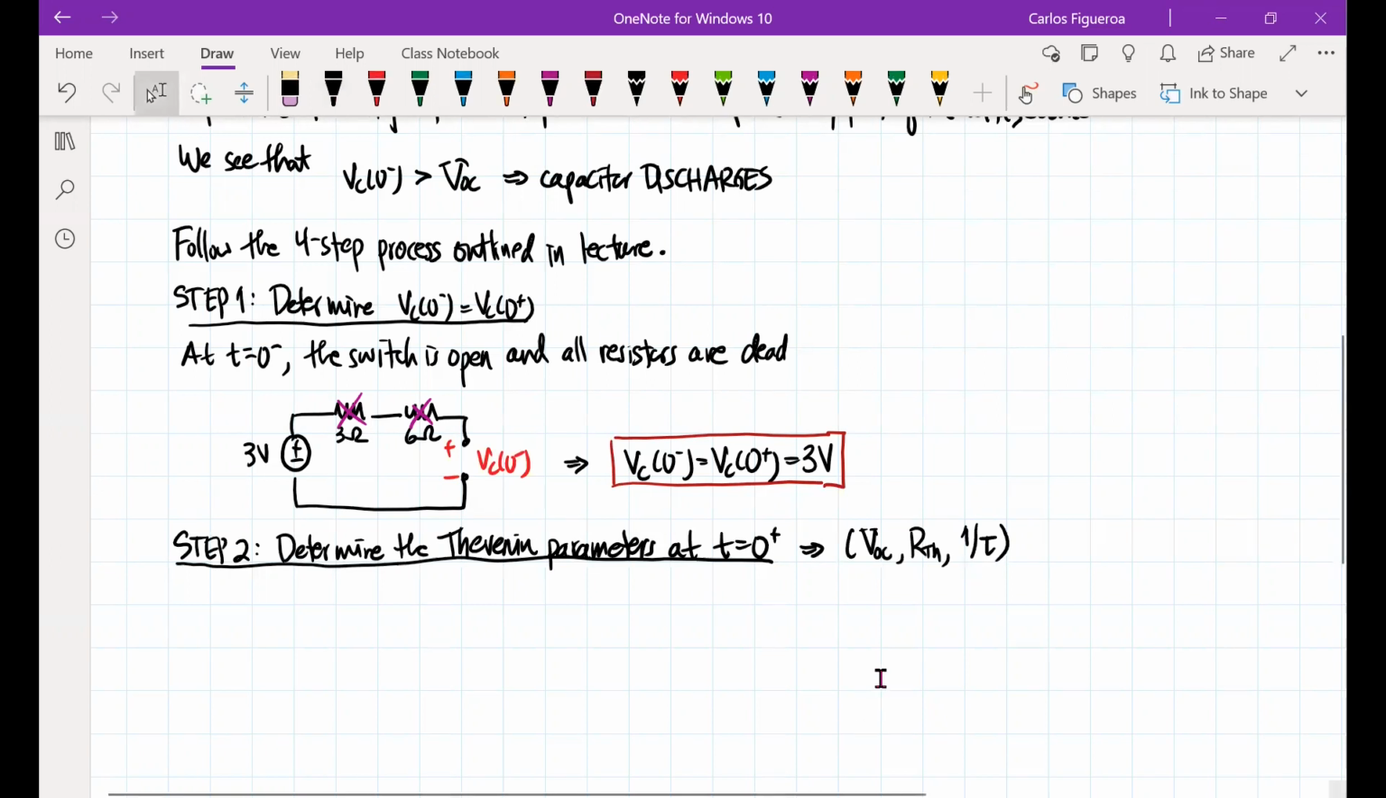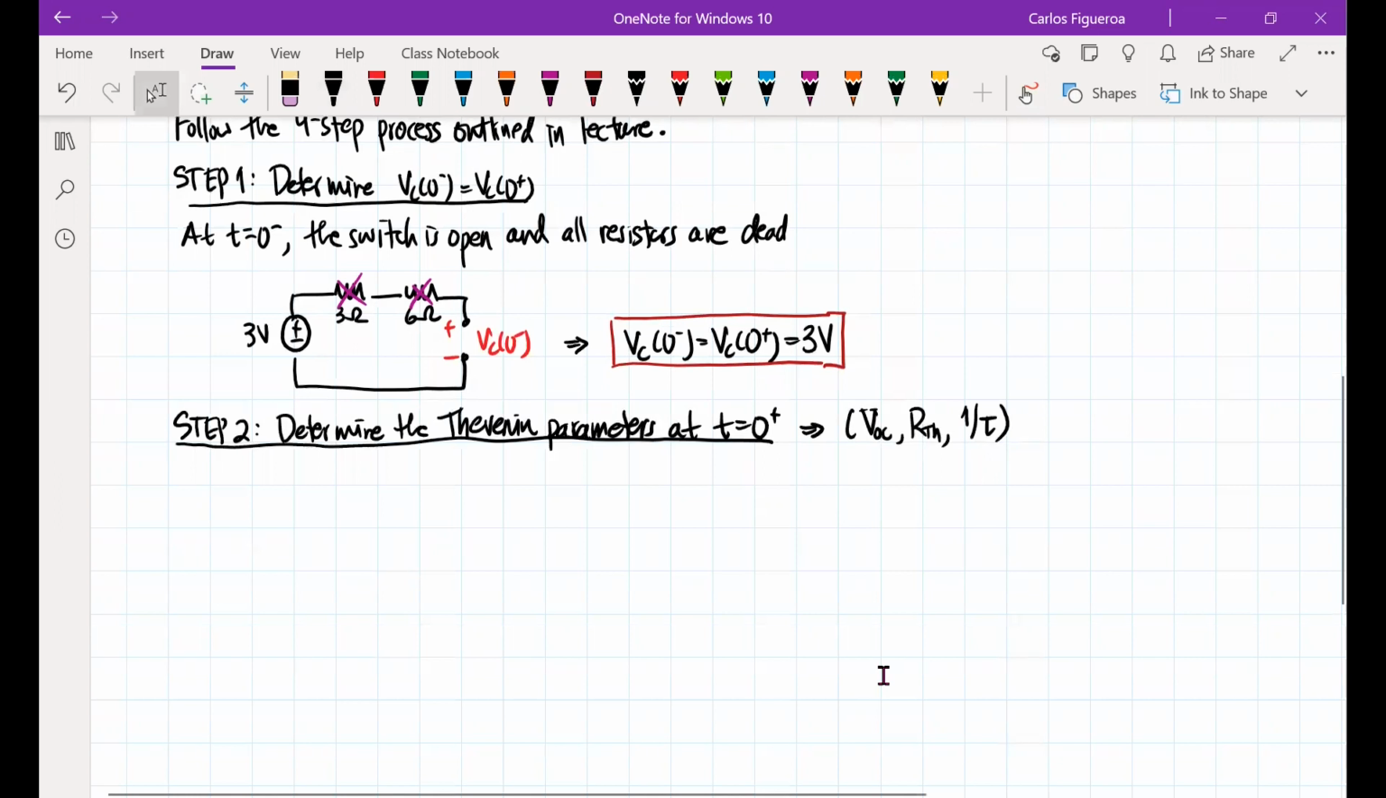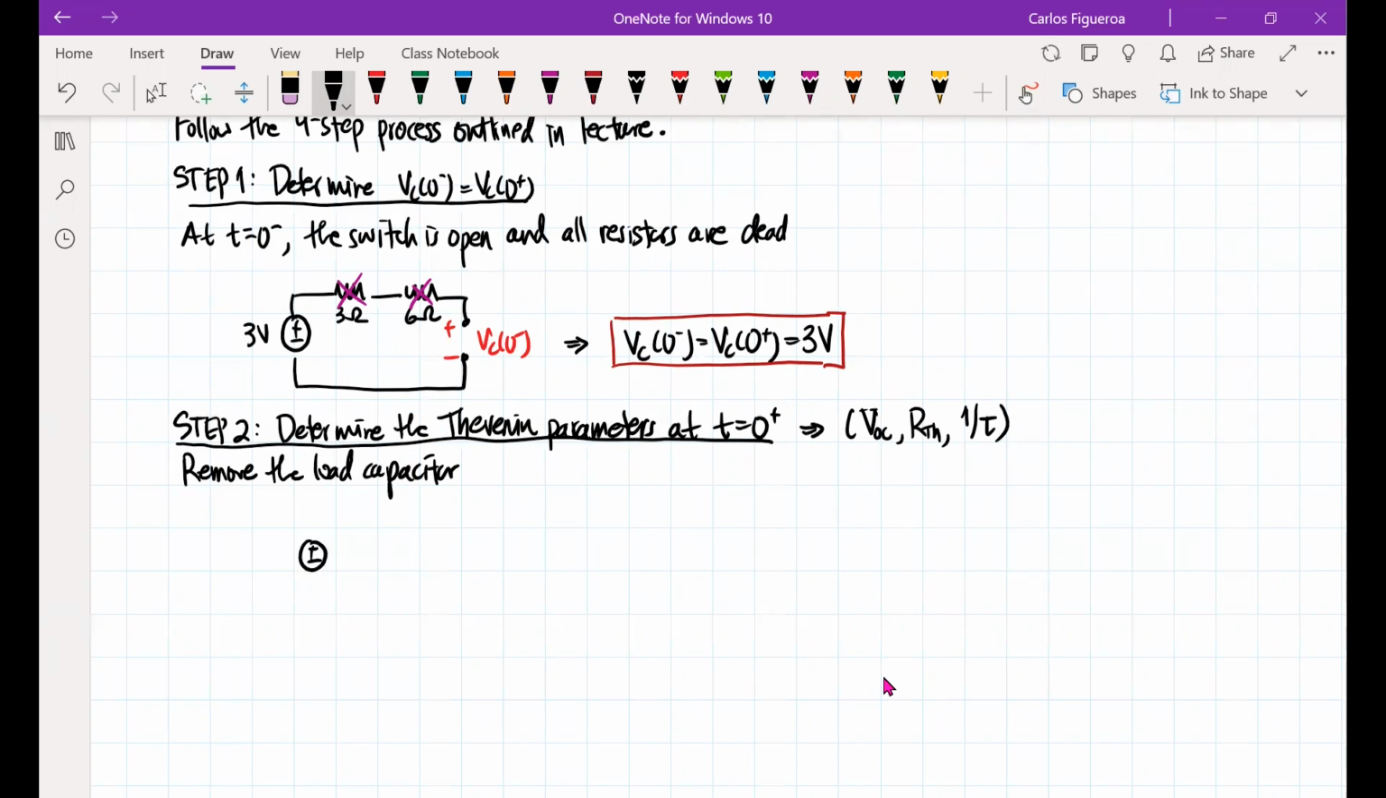Okay. So if I remove the load, in this case I'm going to remove the load capacitor. And here's my circuit. What I have here is a 3-volt source with a series of resistors that look like this.